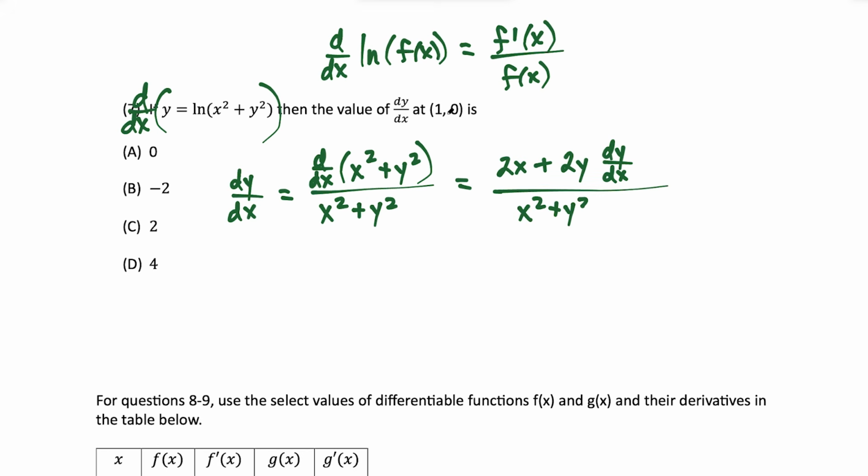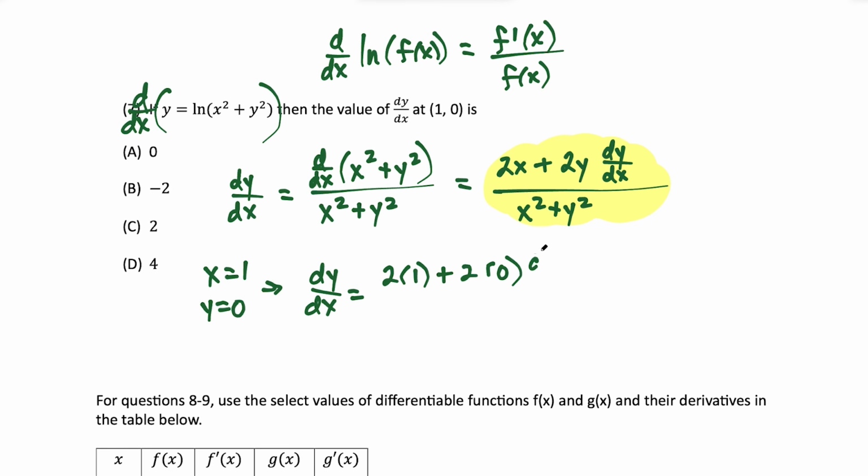So now what we want to find is what is dy/dx at (1, 0). So at x equals 1 and y equals 0, we just plug in. We're going to have dy/dx is equal to, and now the simplified one we have is on the side here. So we're going to be plugging into this part of the equation. So we plug in, we have x equals 1, that's going to give us 2 times 1, plus we have 2 times y is equal to 0, and we're multiplying that by dy/dx.